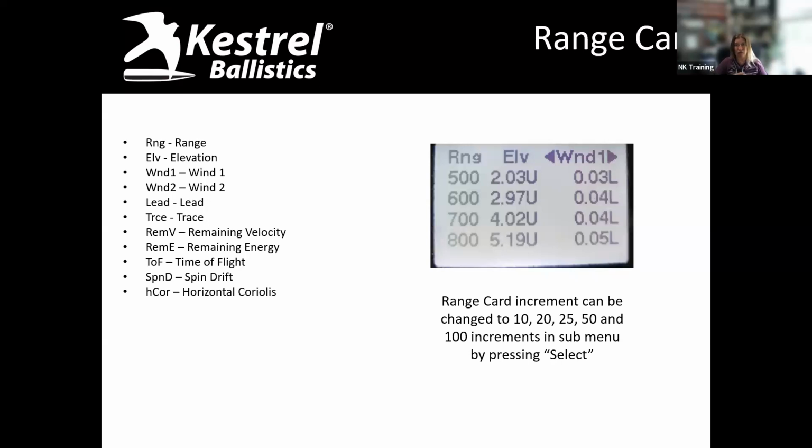If you scroll to the right, you're going to get wind 2. Wind 2, if you do an automatic update, is your max gust. So that's your hold if you have to engage a mover or engage in a maximum gust, right?